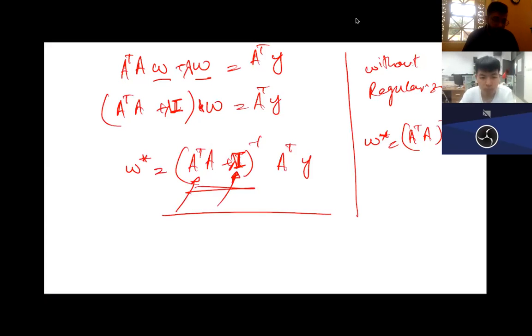Okay, so again, L2 regularization is not the only regularization we have. We can look at other regularizations as well. There is another regularization which is called L1 regularization.